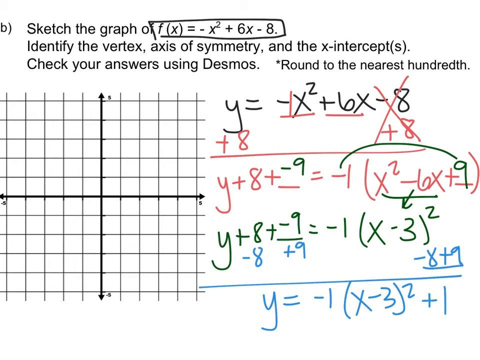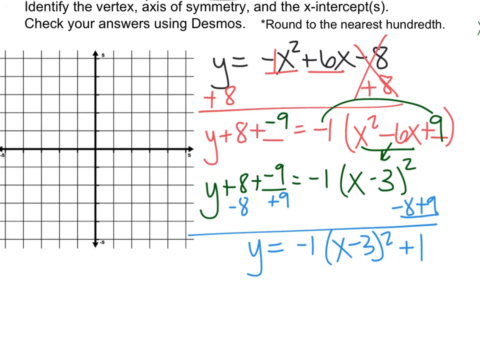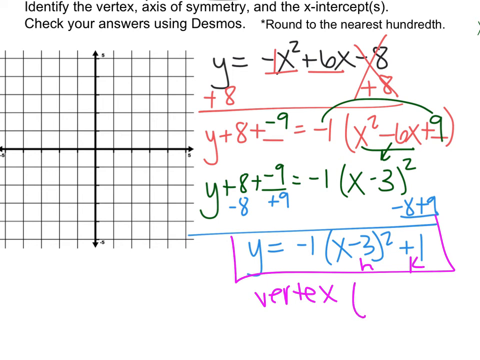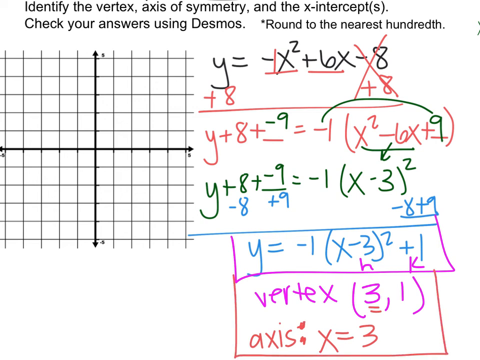So for our vertex then, vertex comes directly from this standard form. Here's our h value, here's our k value. So the h value would be a positive 3, the k value would be that positive 1. And then remember, the axis of symmetry comes from that x value. So your axis of symmetry is x equals 3. So we can get our vertex and our axis from the same equation, the same piece of information. So if we put that on our graph, we got 3, 1 for our vertex, over 3, up 1.